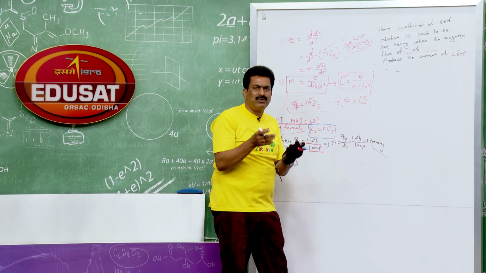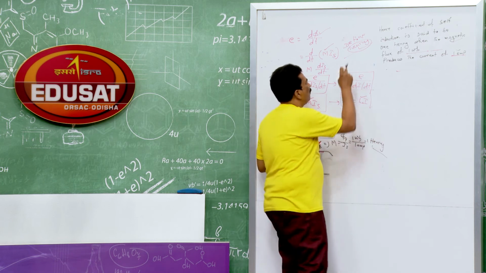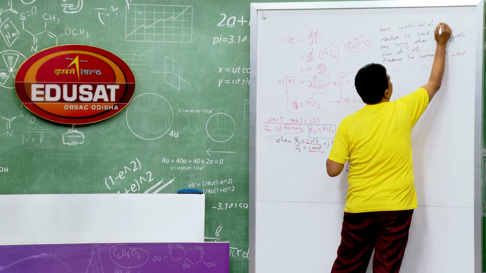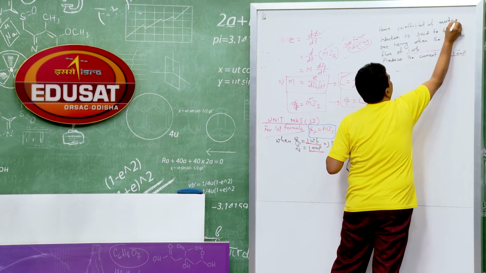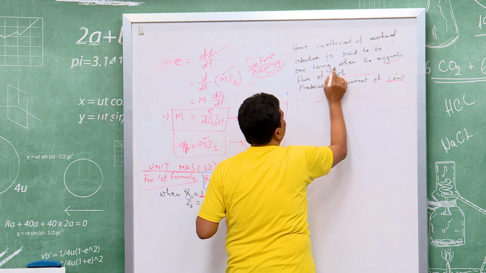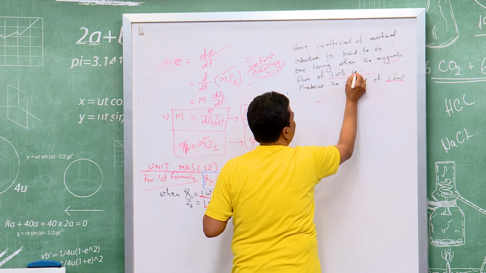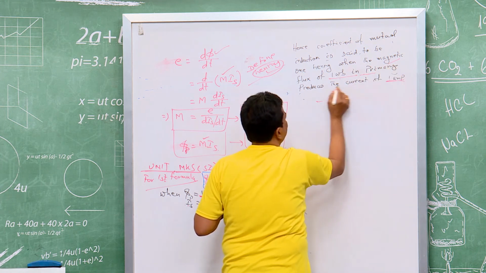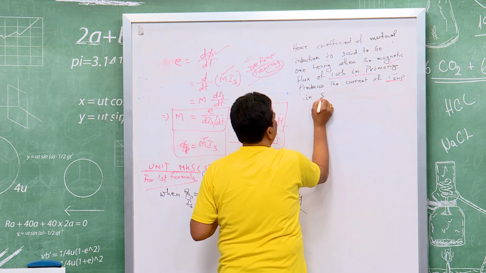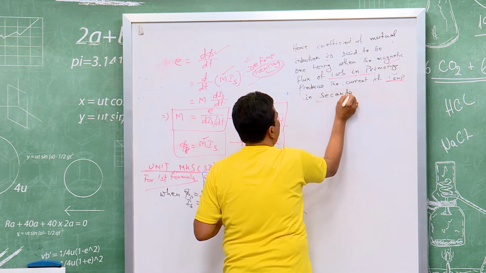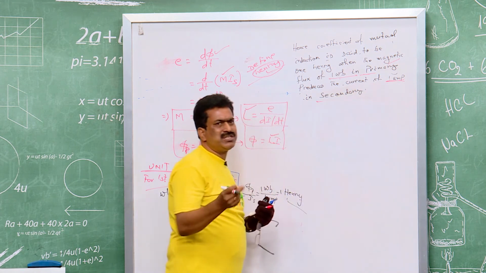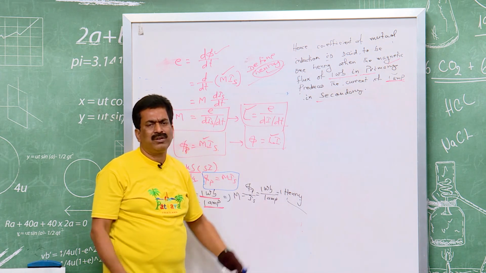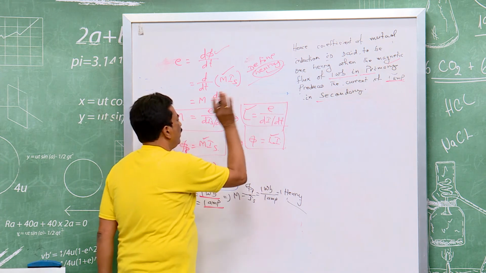Suppose one tries to write it in the mutual condition. For the mutual condition, the statement will be: the coefficient of mutual induction is said to be 1 Henry when the magnetic flux of 1 Weber in primary produces the current of 1 ampere in secondary. Are you clear, my students? The choice is yours. Either you correspond to self induction or to mutual induction. That is your work.